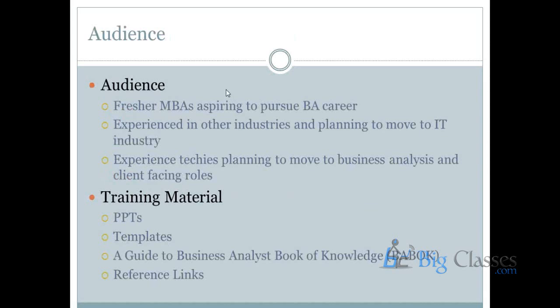And as part of the training material, it's all matured, and I have everything up on a drive. All the presentations that you use for the sessions.